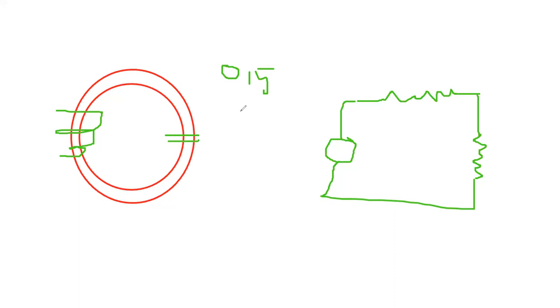Okay, so after adding an air gap, as I said, a new reluctance will be added. This is the first reluctance, which is RC, the reluctance of the core, and this is the new reluctance added, which is the reluctance of the air gap.